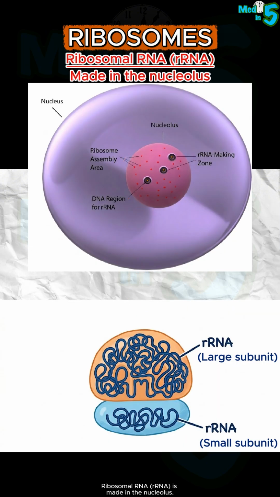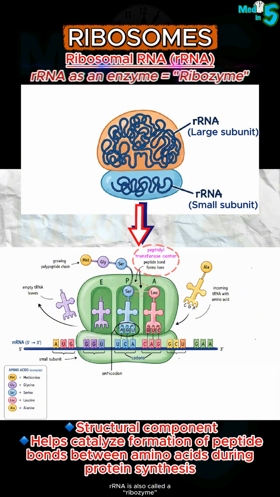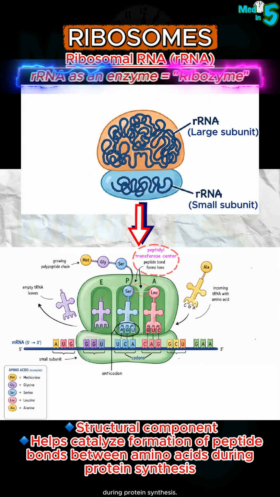Ribosomal RNA is made in the nucleolus. It forms the ribosome's core structure. rRNA helps position mRNA and transfer RNAs during the translation of the genetic code into various proteins. rRNA is also called a ribozyme because it doesn't just function as a structural component, it directly helps catalyze the formation of peptide bonds between amino acids during protein synthesis. This enzymatic ability comes from its specific folded 3D structure, which forms the ribosome's active site.